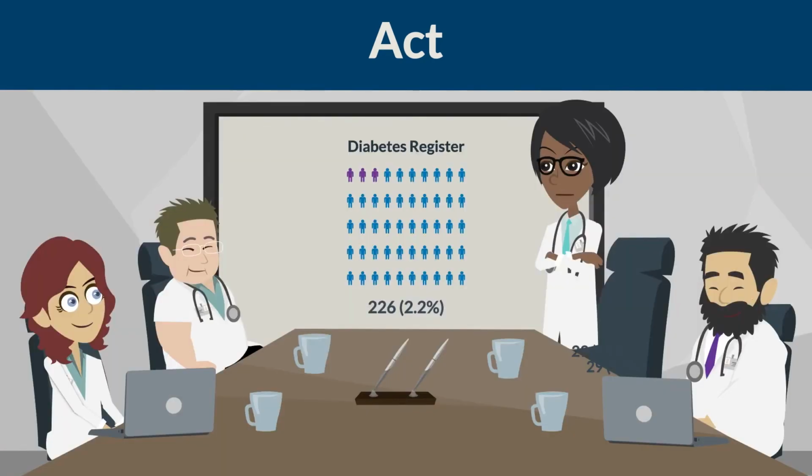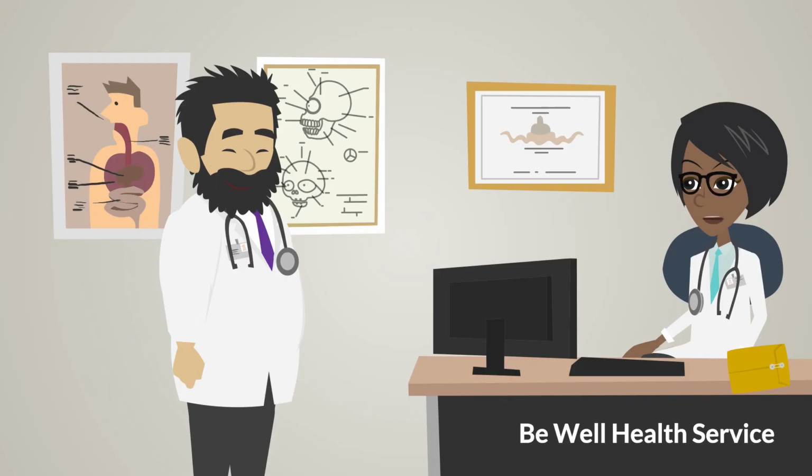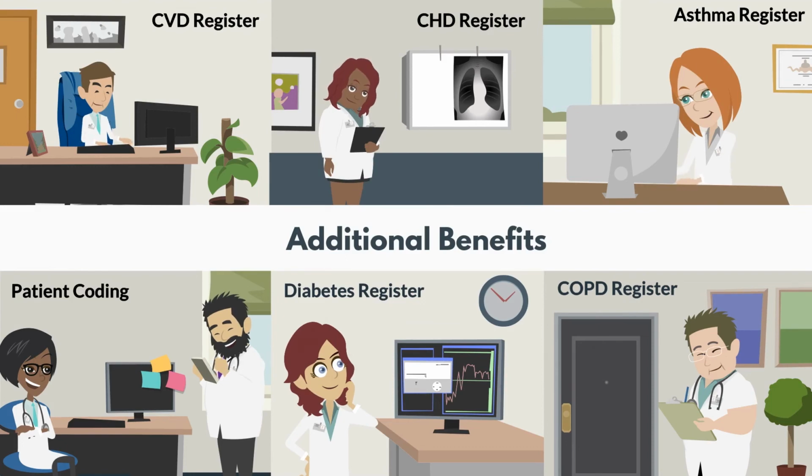They decide to have a meeting with all the GPs to discuss the register and see whether they have further ideas. Over the next couple of months, Be Well Health Service focused on improving data quality and establishing a reliable diabetes register. It took quite a few ideas to achieve this, but the outcome also had an impact on other disease registers as GPs started to code routinely.